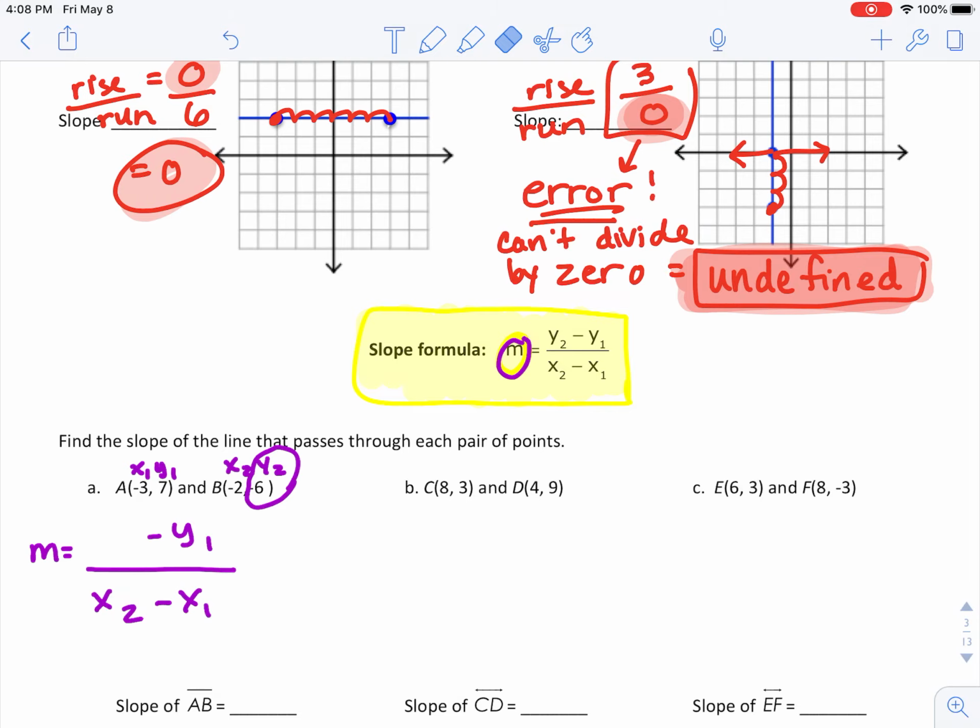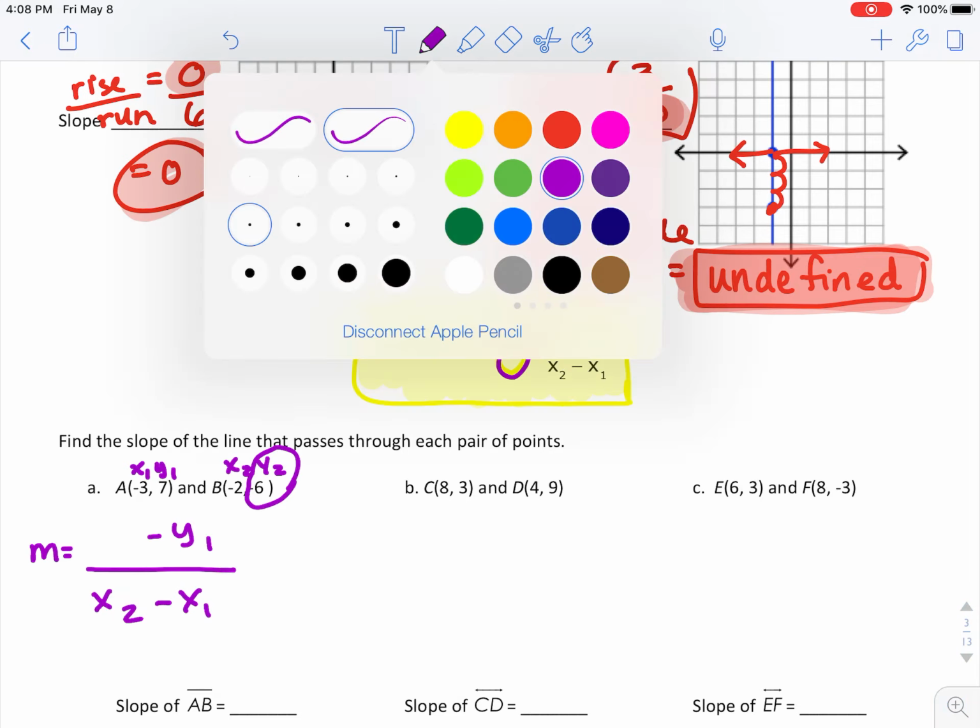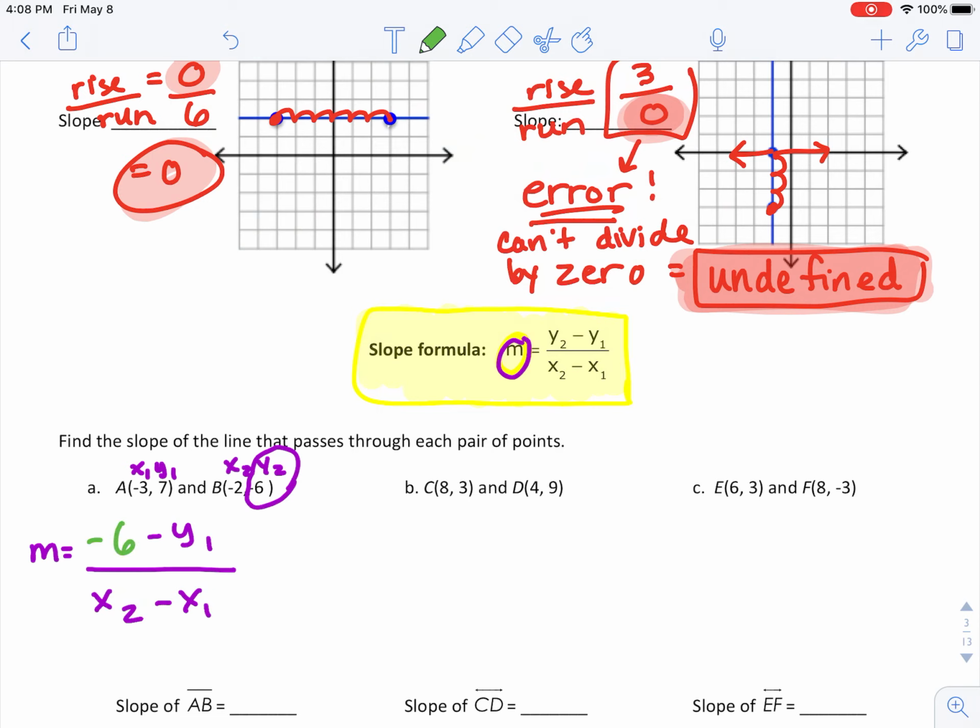So I'm going to replace that with -6. And then it says you're going to subtract y1. Well, what's y1? It's just a 7. So I'm going to replace that with 7. Now there's always a minus in the middle, so leave the minus in the middle. So I did y2 minus y1.